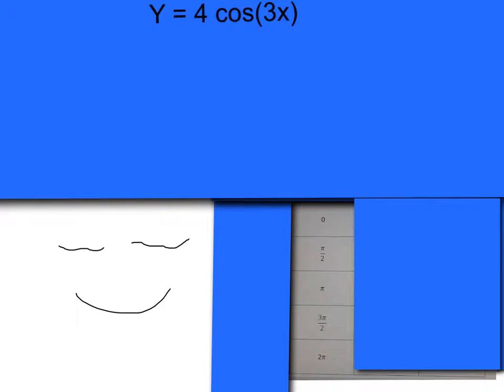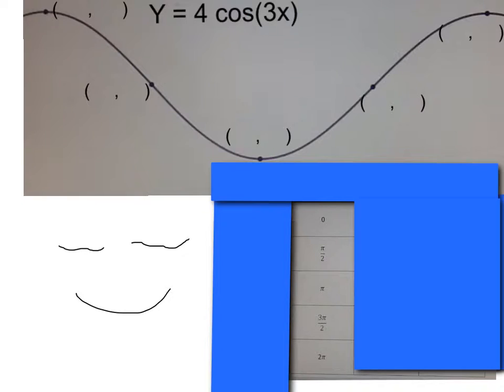Okay, so the problem is to sketch a graph of y equals 4 cosine 3x. So here it is. That's the basic cosine graph. Starts at the top, goes through the middle to the bottom, and then back up. Basic cosine graph. All we have to do is fill in the points.